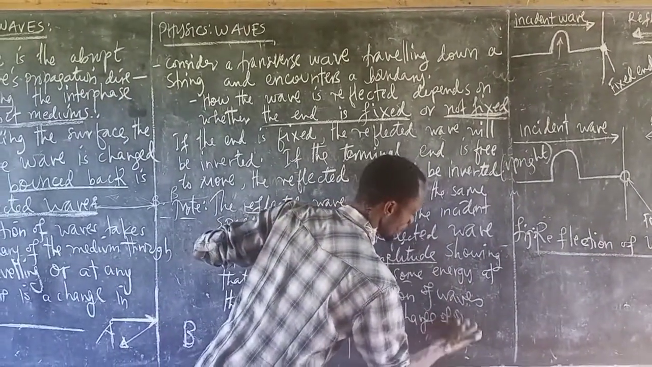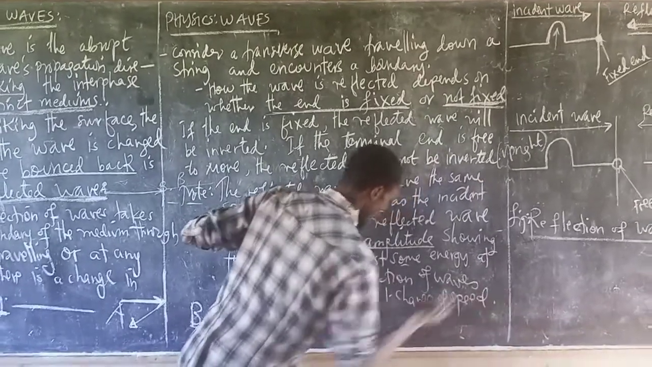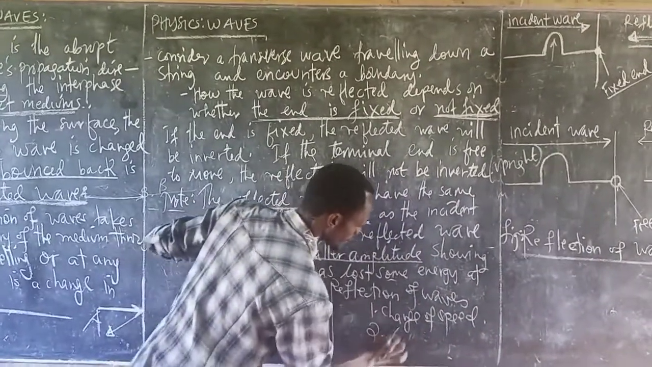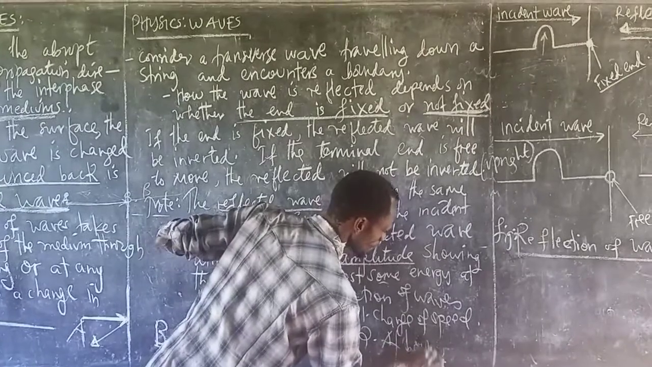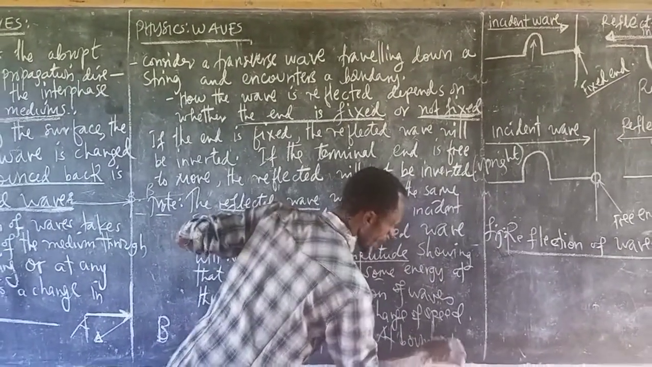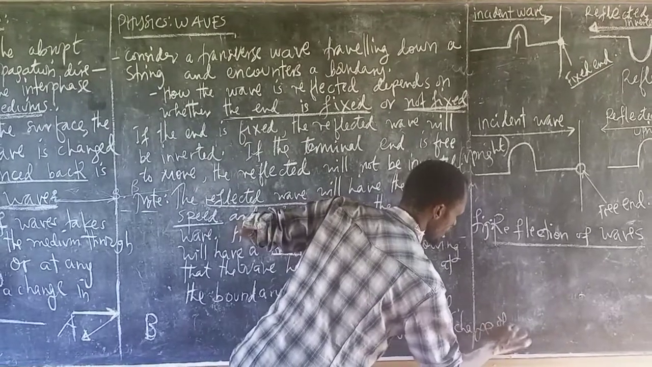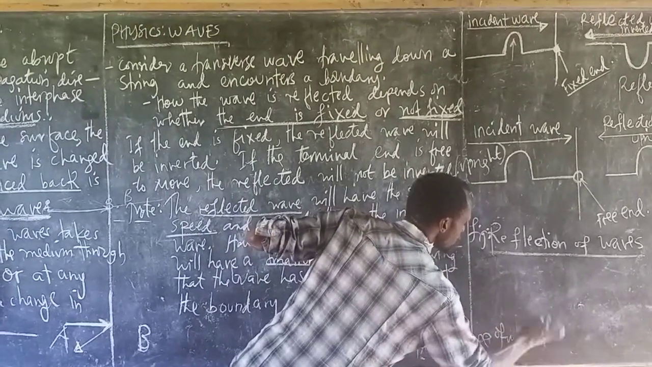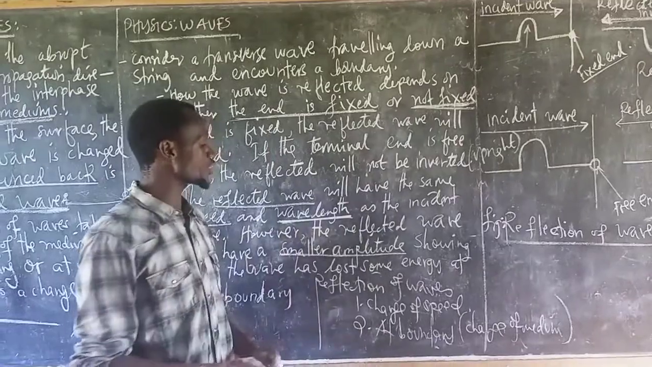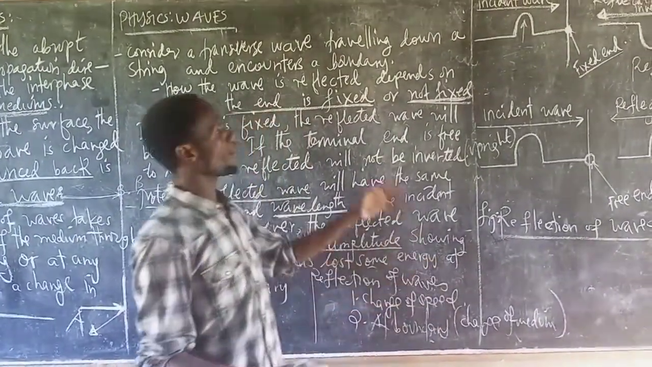Change of speed, and secondarily at the boundary, which means if there is a change of medium. That is the change of medium. If there is a change of medium, there must be reflection of the wave. This is all about reflection.